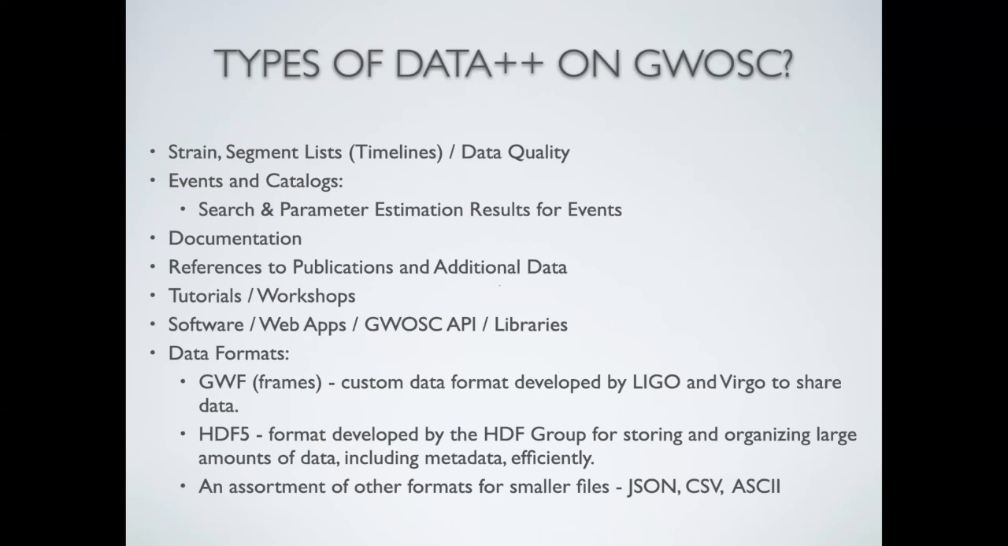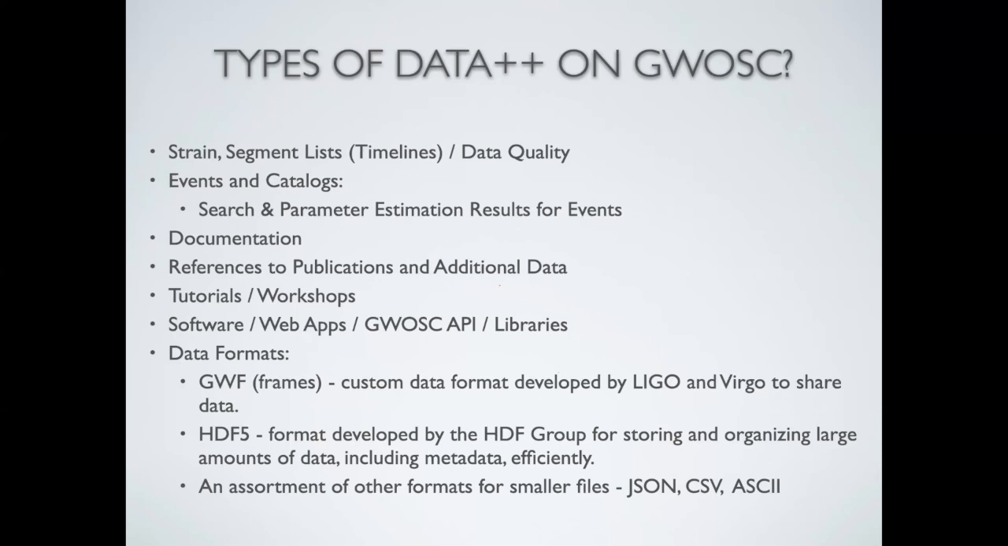The data itself, the strain data itself, is found in two formats. There's a GWF, which is gravitational wave frame format. That was a custom format developed by LIGO and Virgo many decades ago for sharing data between LIGO and Virgo. And for the most part, the LVK software that's used to analyze the data uses that format to get started.